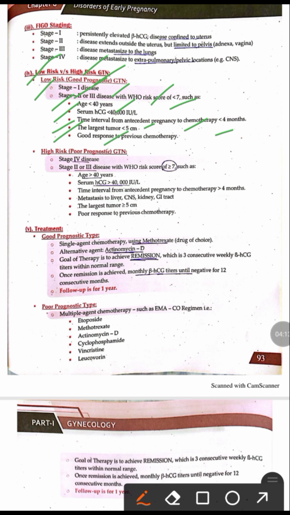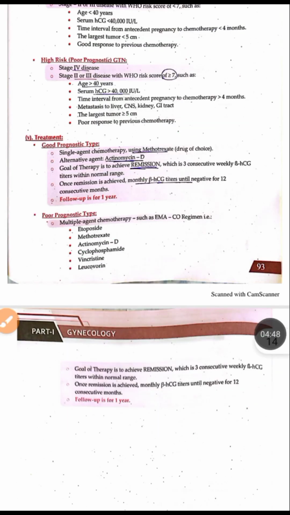High-risk gestational trophoblastic neoplasia has a poor prognosis, and it includes stage 4 disease, and stage 2 or stage 3 disease with a WHO score of more than 7, meaning their age is more than 40, the beta HCG level is more than 40,000, the time interval from molar pregnancy up to chemotherapy is more than 4 months, there is metastasis to the liver, CNS, or kidney, the largest tumor is more than 5 centimeters in size, and there is a poor response to previous chemotherapy.